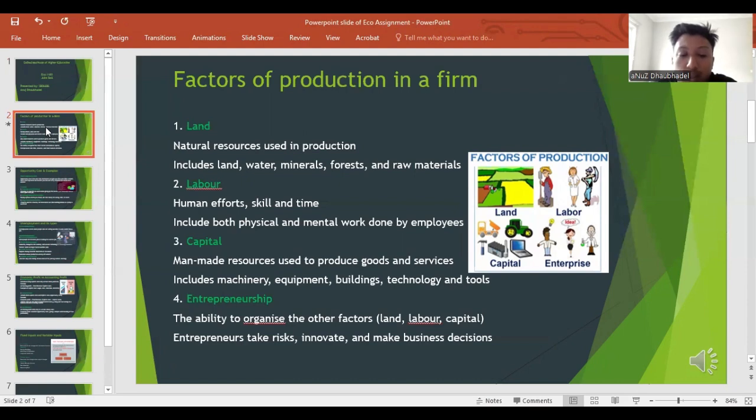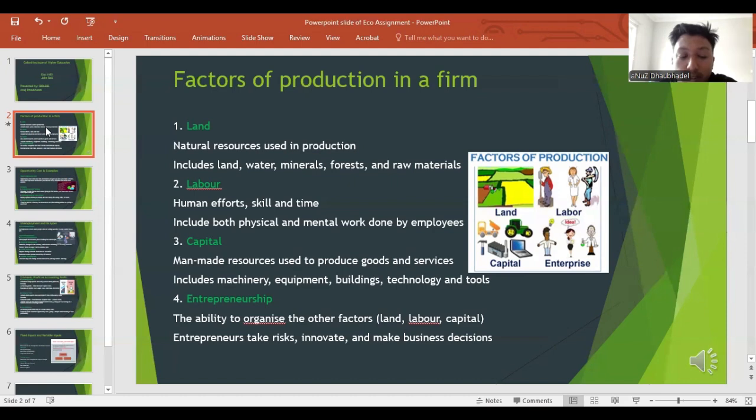So the second one is labor. Labor means the human effort, skill, and time used to produce goods and services. It includes both physical work such as machine operators or cleaners and mental work like managers, designers, or accountants. Without labor, production cannot take place.